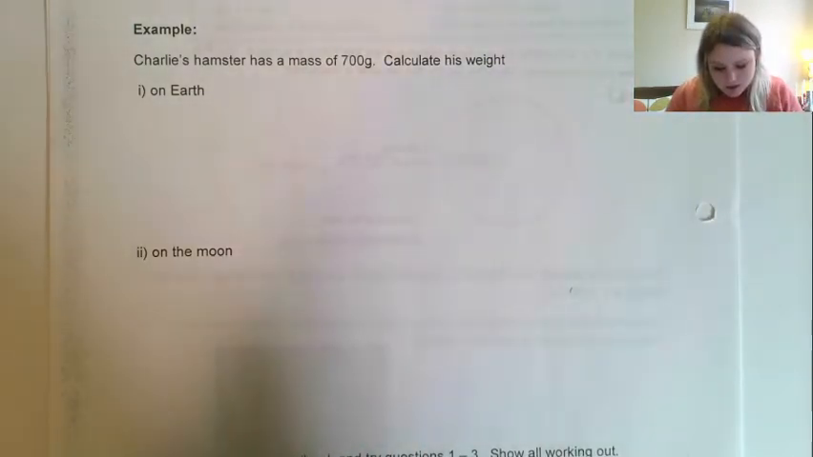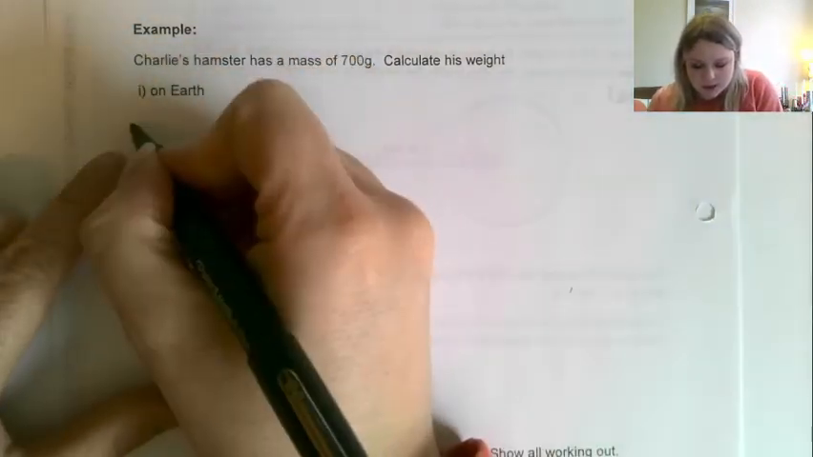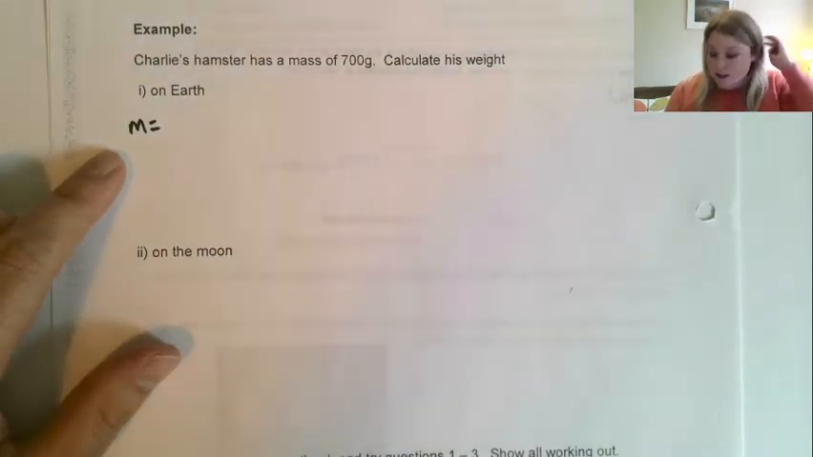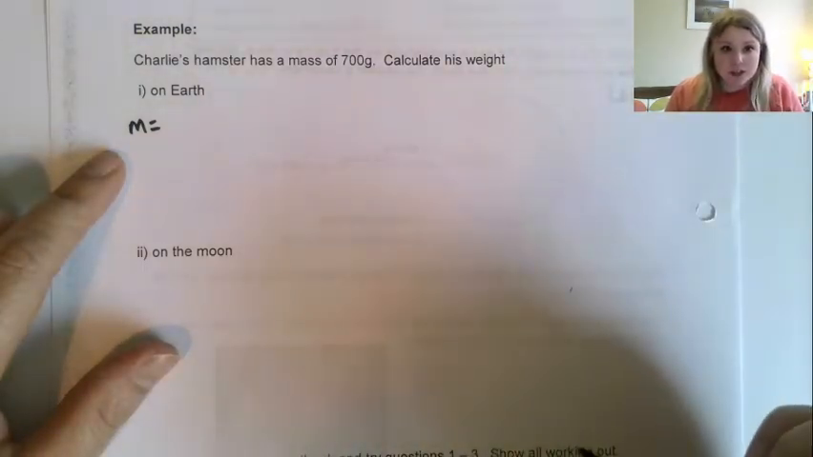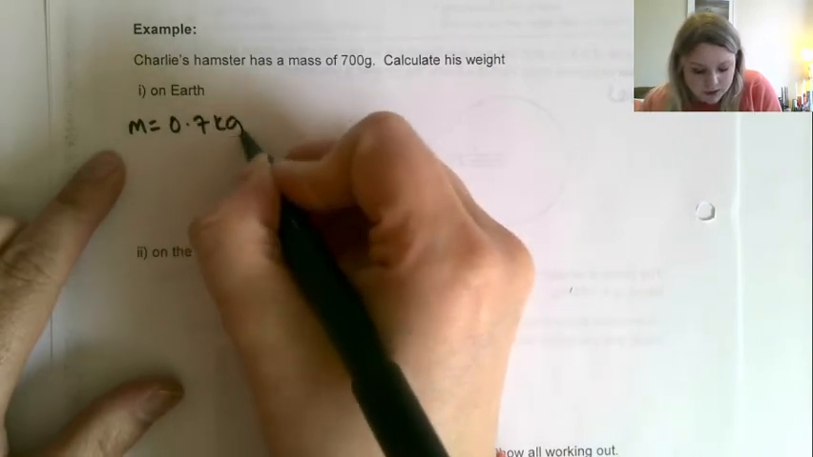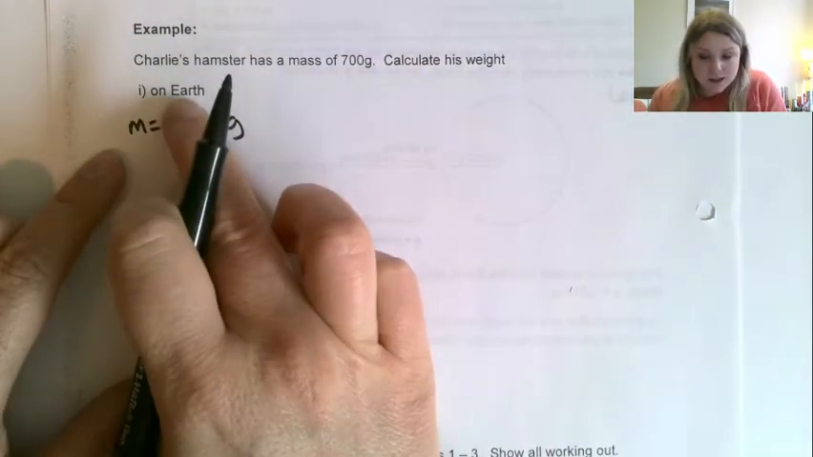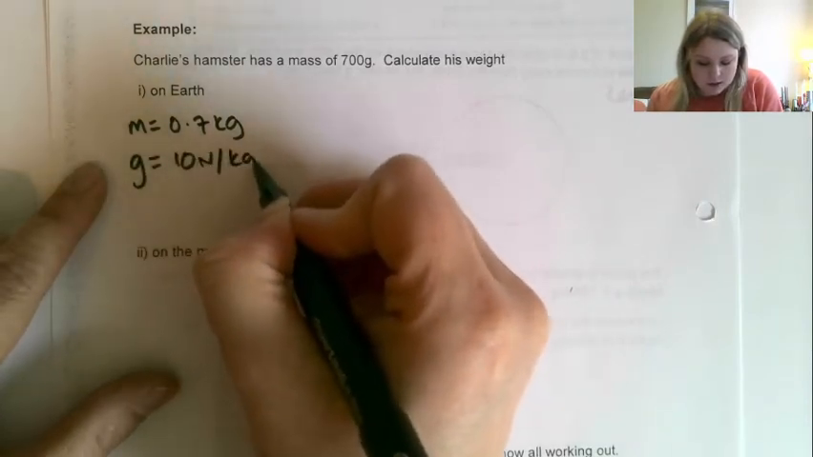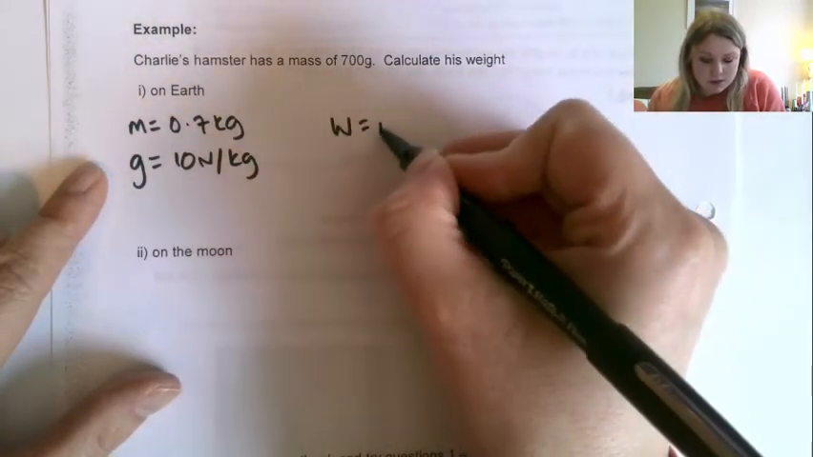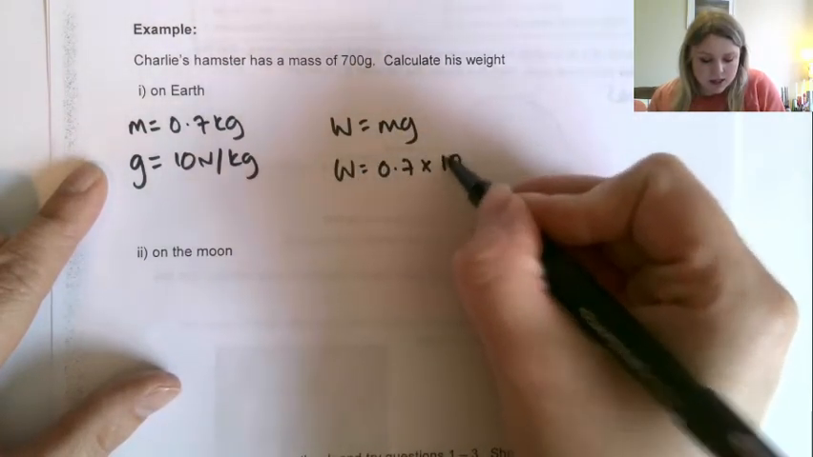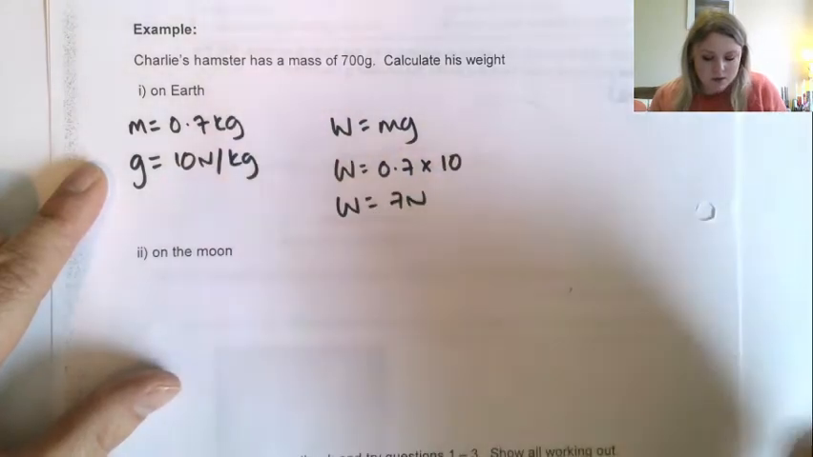Right, Charlie's hamster has a mass of 700 grams. I'm going to make my list of information here. Do you remember what I said about the mass in this equation? It can't be in grams, it has to be in kilograms. So we're going to have to change that. 700 grams is 0.7 kilograms. And we have to calculate his weight on Earth. On Earth, g is 10 newtons per kilogram. So W equals mg. Mass 0.7, gravity 10, and we get 7 newtons.